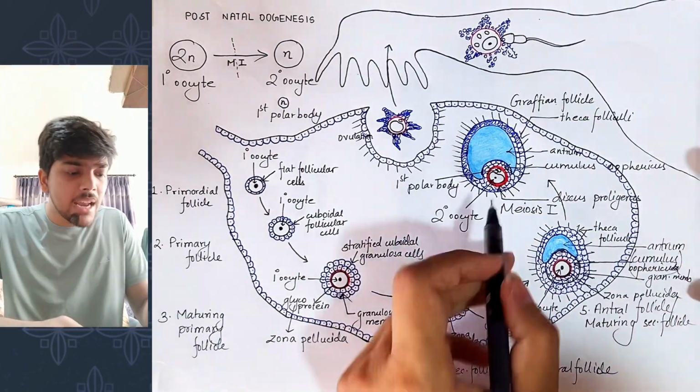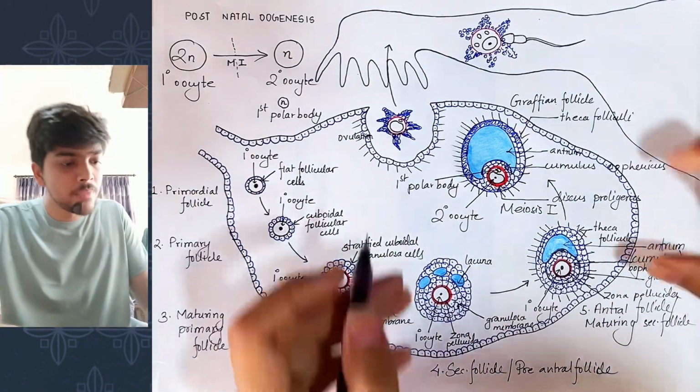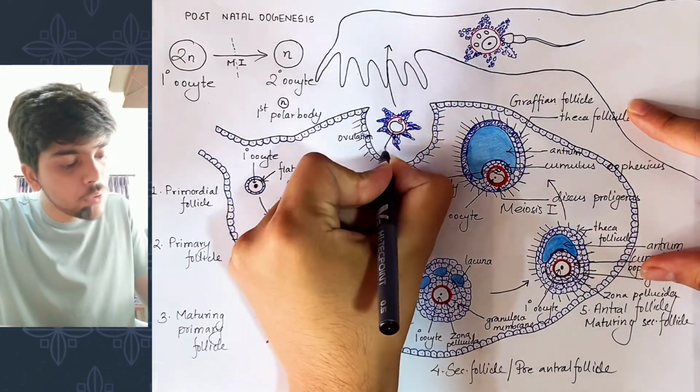It's not just the secondary oocyte. Secondary oocyte also goes up with few membranes. What are the membranes? So here's the secondary oocyte.